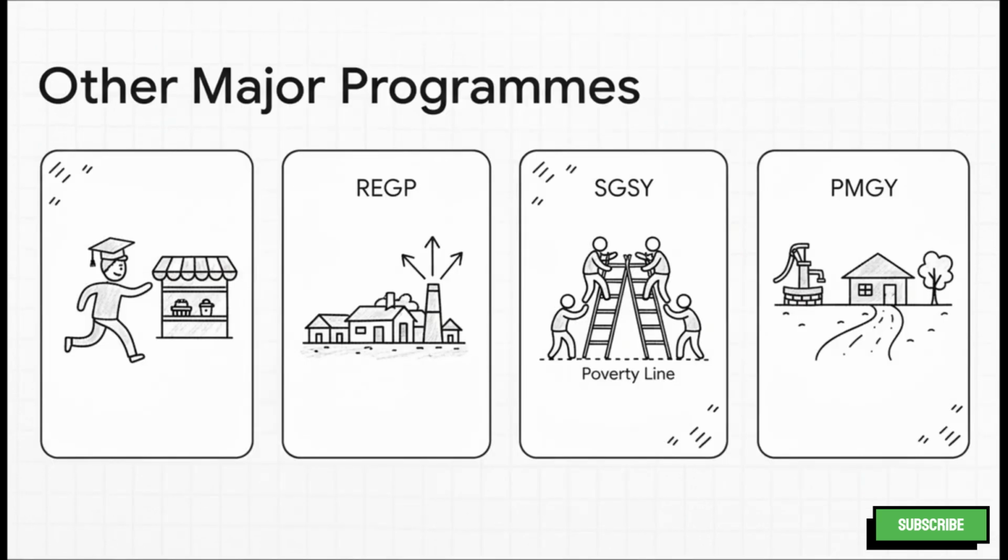And besides MGNREGA, there have been several other schemes launched over the years. These include programs like the PMRY, which was aimed at promoting self-employment for educated youth, and the SGSY, which focused on organizing the poor into self-help groups to bring them above the poverty line.